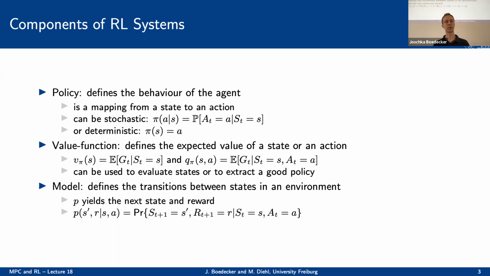So we don't assume, like in dynamic programming or in the MPC lectures that we've seen, that we already have an identified model, but we basically want to identify one from the data. And that will give us this transition model, a probability distribution over potential next states and next rewards that we might get, given that we are in a state S and we execute an action A. It's this probability of S prime and R, given that we were in state S and executed action A.